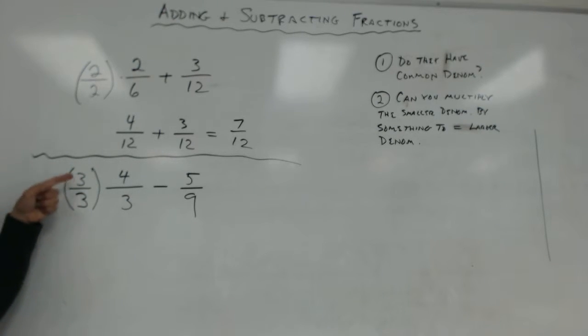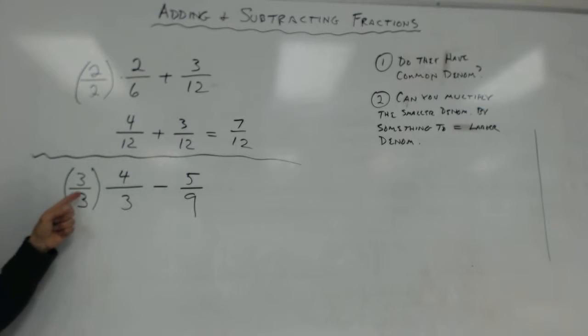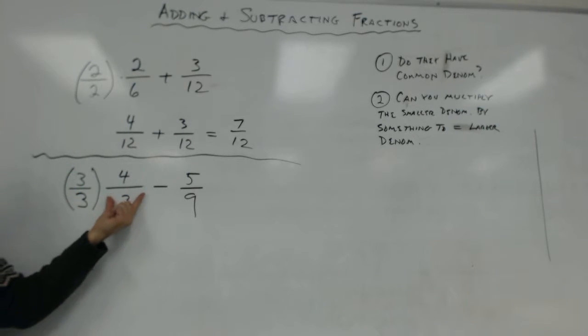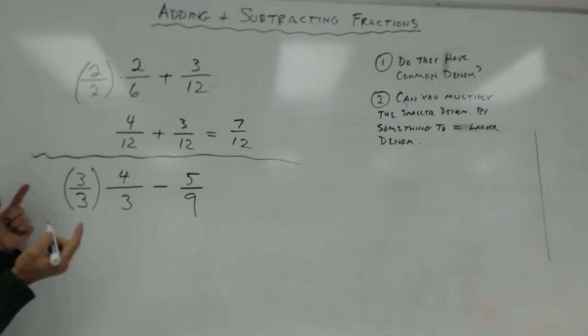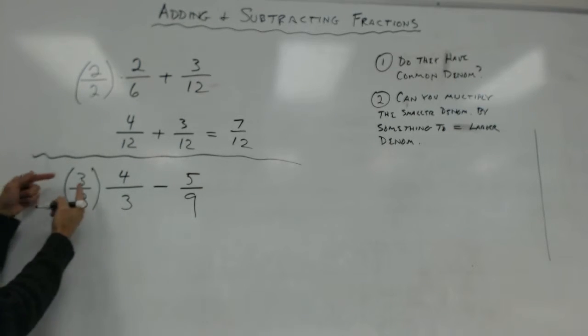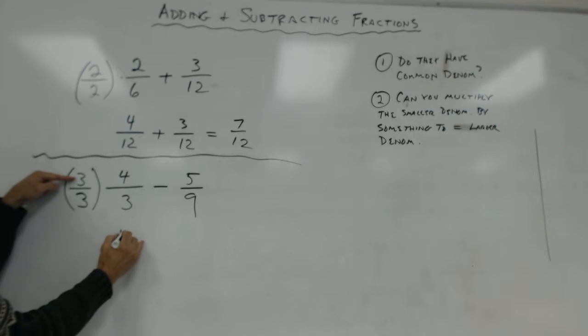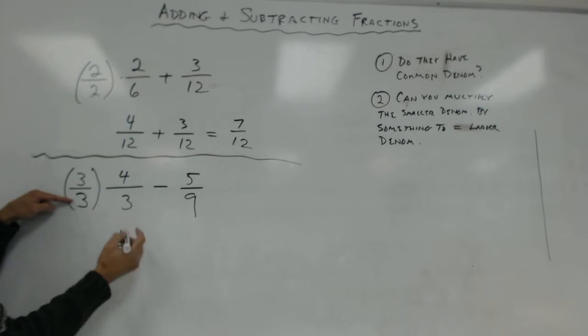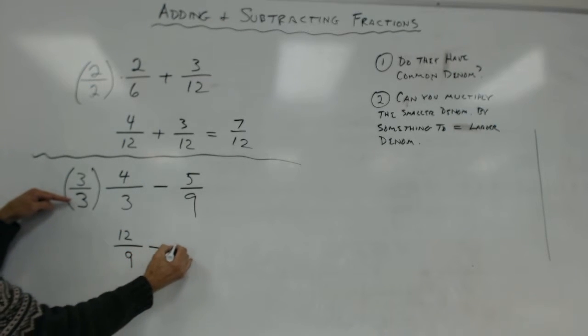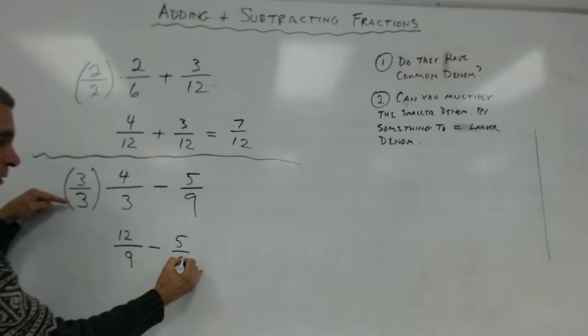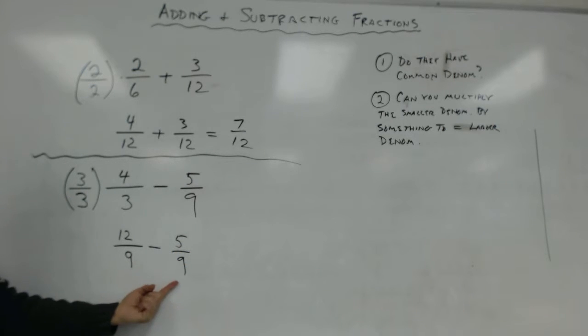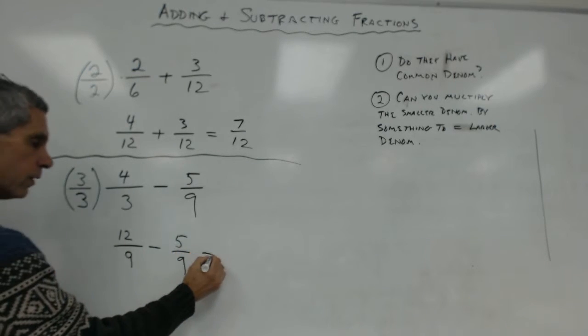3 over 3 equals what? 1. So I'm only multiplying 4 thirds by 1, but it's going to look totally different. 3 times 4 is 12 over 3 times 3 is 9, minus 5 ninths. Now do I have common denominators? Beautiful. So what's my final answer?